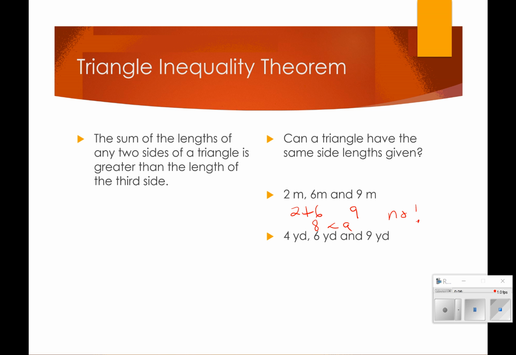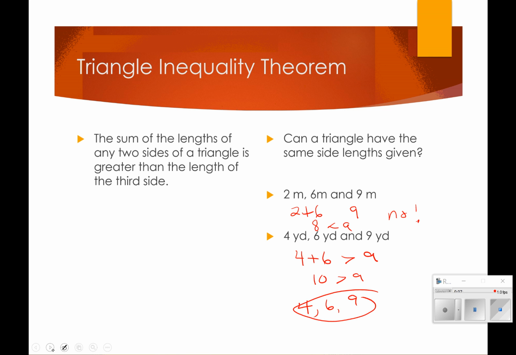Okay. 4 and 6, if we add them together, gives us 10, which is greater than 9. So there we can definitely make a triangle with the side lengths 4, 6, and 9 yards. So that definitely makes a triangle.